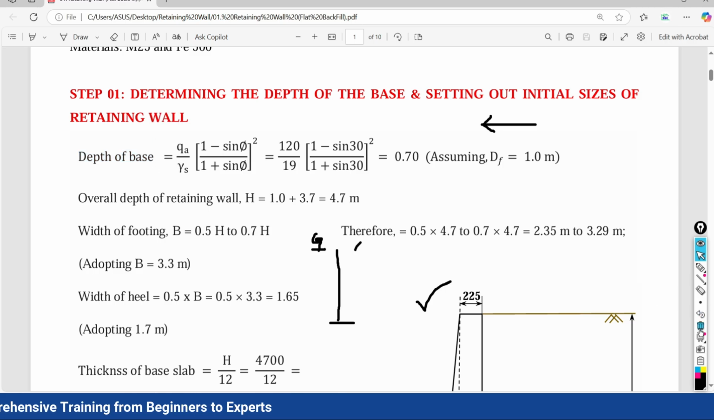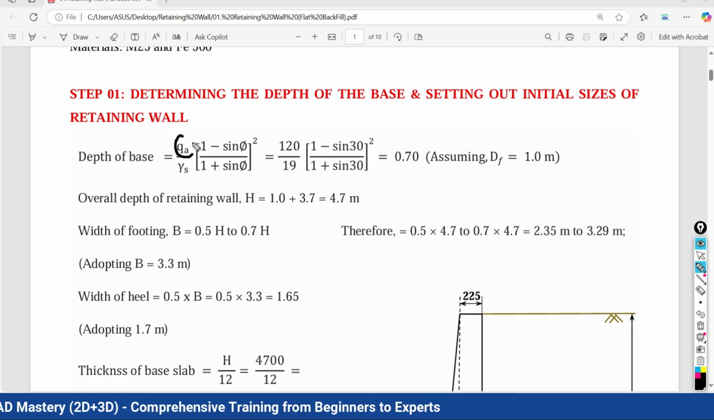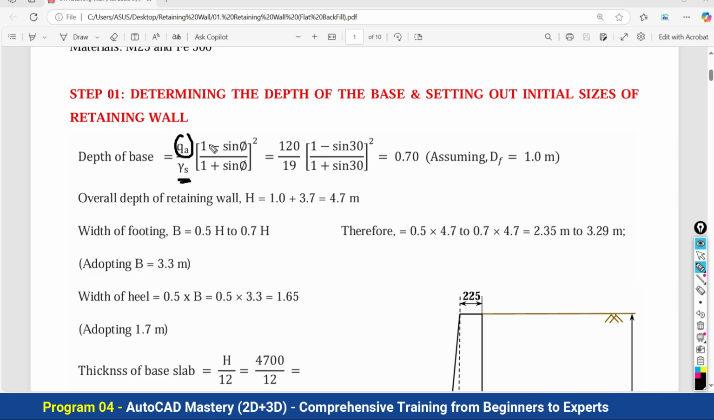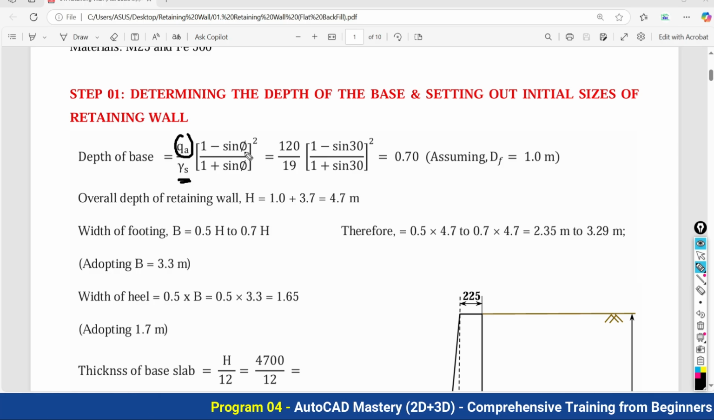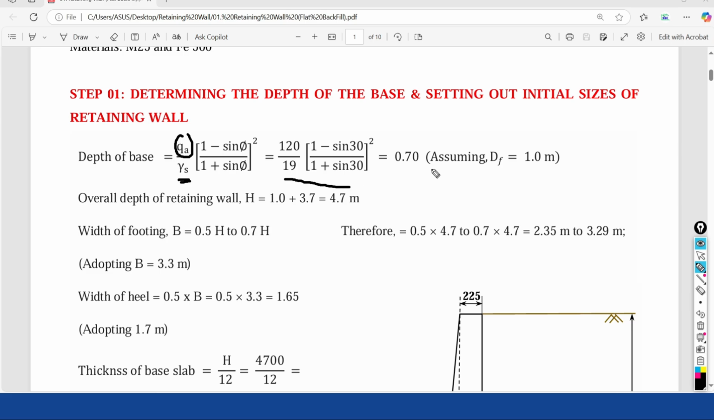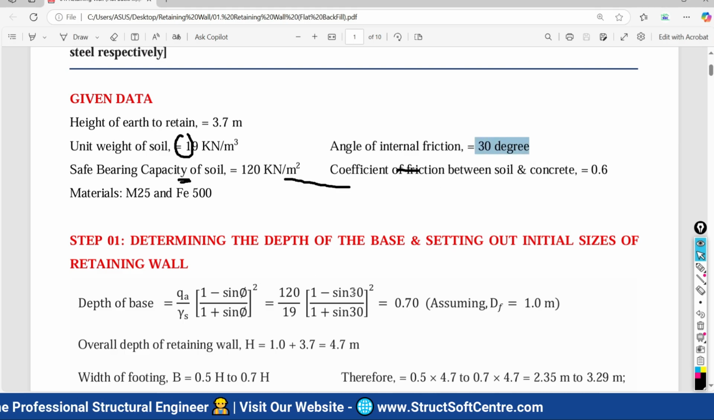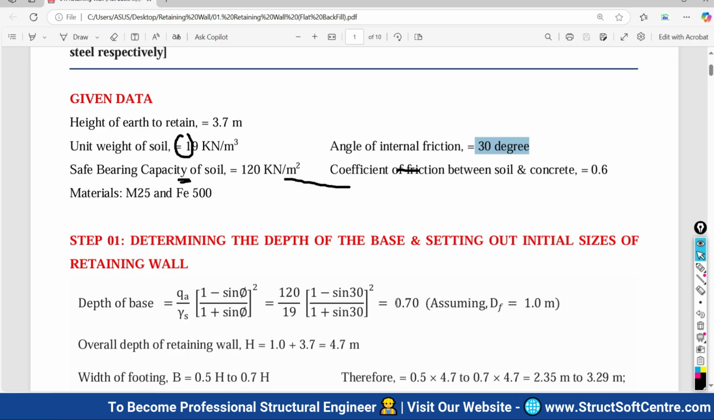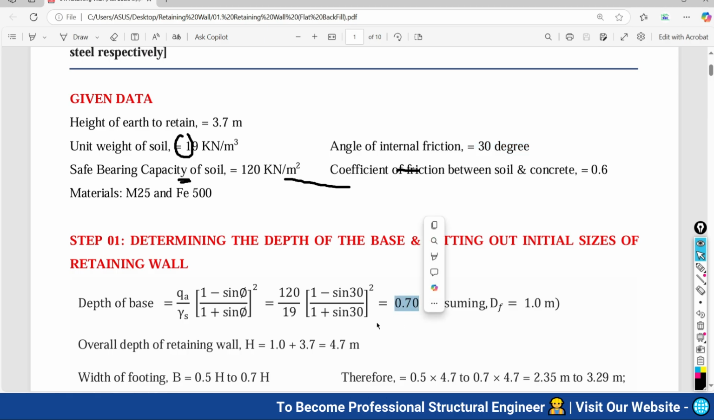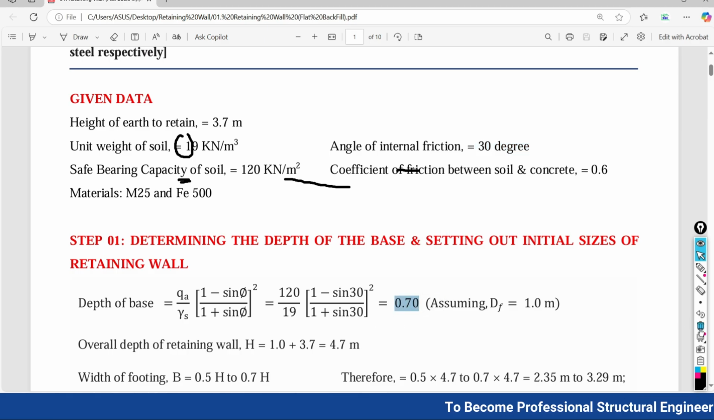Up to what level the base of your cantilever retaining wall needs to be taken, that we have to calculate. The formula given here is SBC of the soil divided by unit weight of the soil, into the bracket (1 minus sin theta) by (1 plus sin theta), whole squared. If you put all the values here, we get 0.7. Theta means angle of internal friction, which is given as 30 degrees, so we put 30 degrees here. Finally we get the value 0.7. But to be on the safer side, we are going to take the depth as 1 meter.